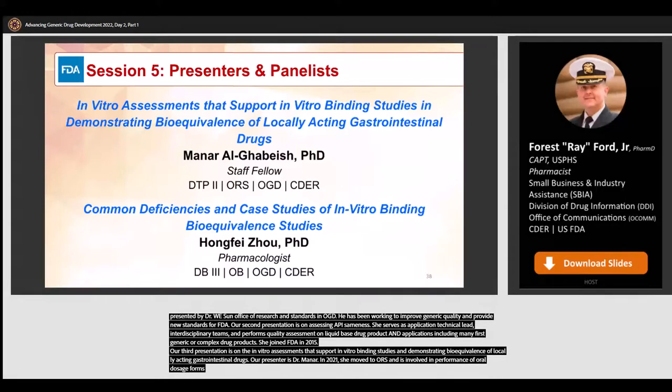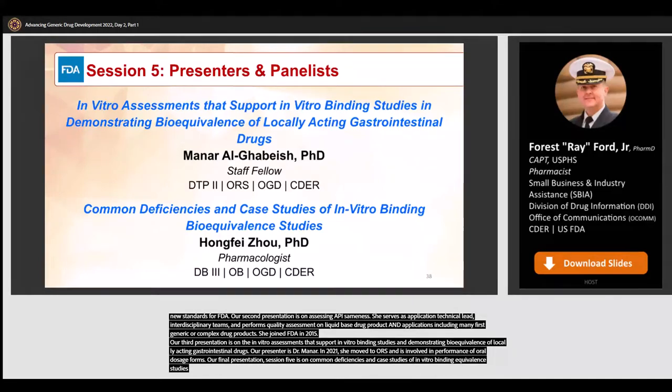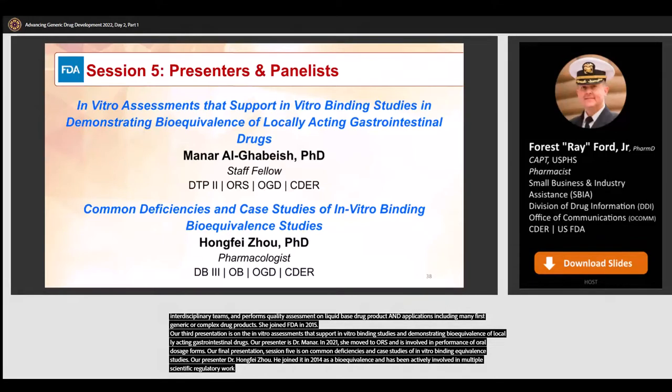Our final presentation in session 5 is on common deficiencies and case studies of in vitro binding equivalent studies. Our presenter, Dr. Hongfei Zizhou, is a senior pharmacologist in the Division of Bioequivalence III, Office of Bioequivalence and OGD. He joined OGD in 2014 as a bioequivalence assessor and has been actively involved in multiple scientific regulatory working groups, either as a group lead or a team member.